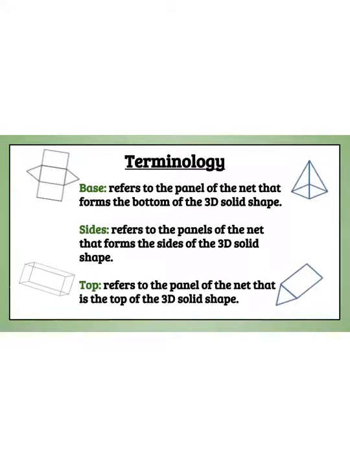Some other terminology we'll be using will be base, sides, and top. The base refers to the panel of the net that forms the bottom of the 3D solid shape. Sides refers to the panels of the net that forms the sides of the 3D solid shape. And top refers to the panel of the net that is the top of the 3D solid shape.